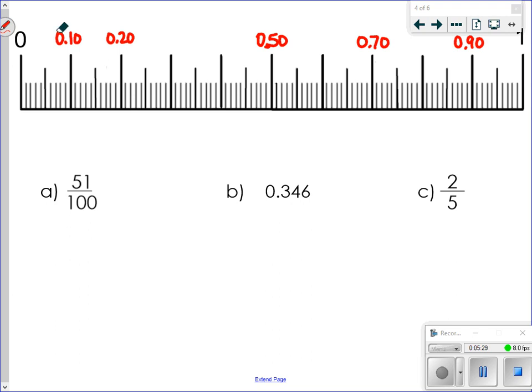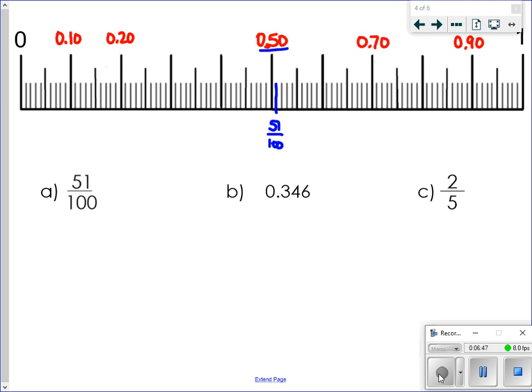So we're going up by hundredths. Where would we place 51 hundredths? Well, if this is 50 hundredths on this line, then 51 hundredths would be right there, wouldn't it? 51 hundredths. What about 346 thousandths? Remember that this is tenths, hundredths, thousandths. So this number is 346 thousandths.